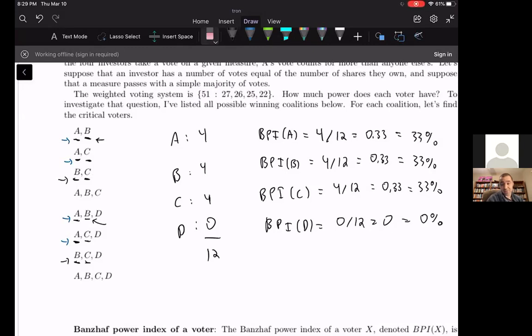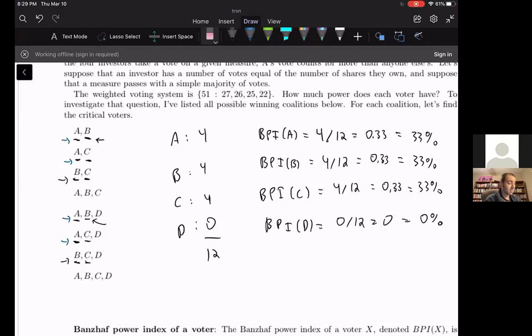Now, voter A, I think, should also be kind of angry because voter A paid the most money, but they have the same amount of influence as C does. So who's happiest in this situation? I think it's voter C. They have the same amount of power as A, and they paid less money to do that.